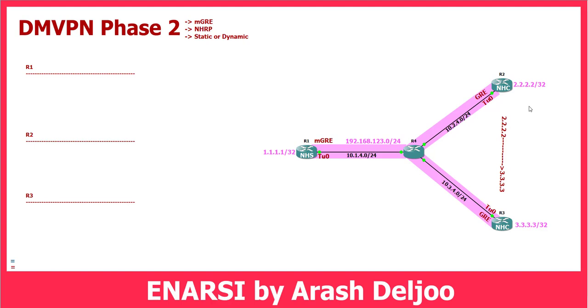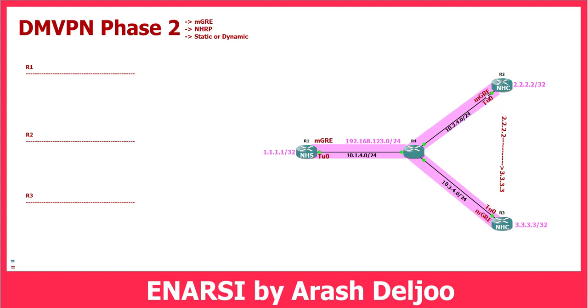Again, such as in DMVPN phase 1, when we are configuring router 2 and router 3, here they are registering themselves to R1. But in router 2 and router 3, we should also configure an mGRE tunnel. Why? You know that we don't want to send traffic to the NHS, or to the DMVPN hub. Because of that, we should have an mGRE tunnel.